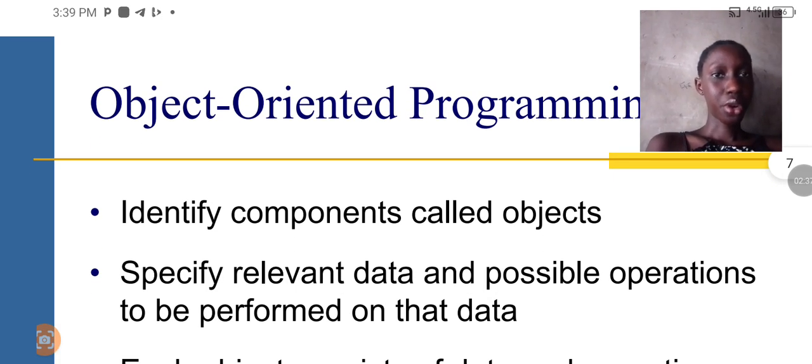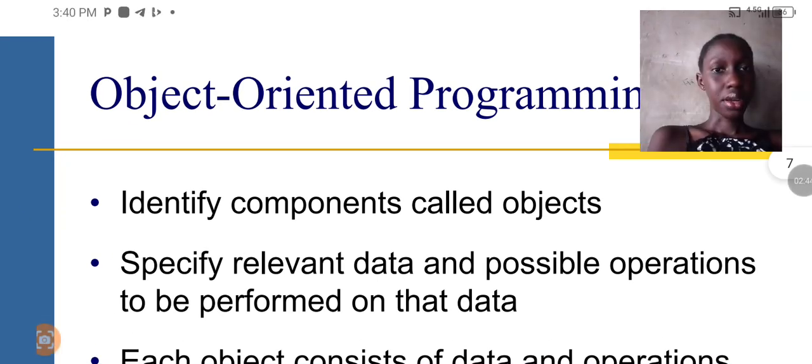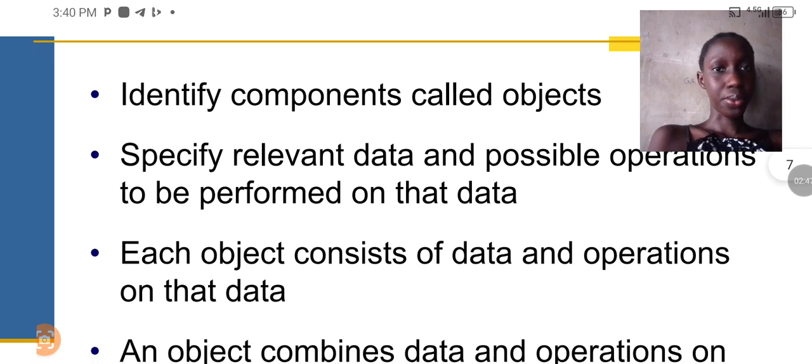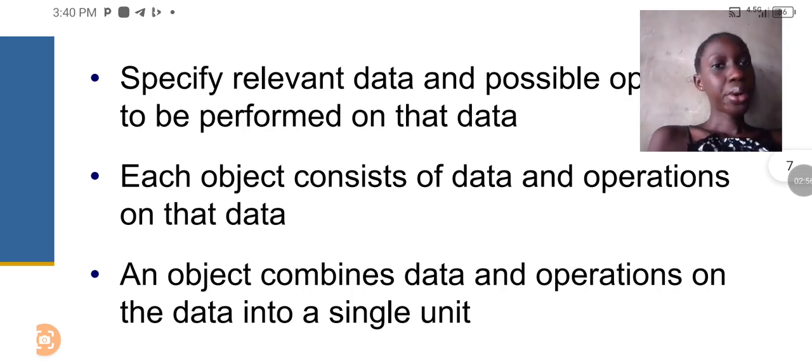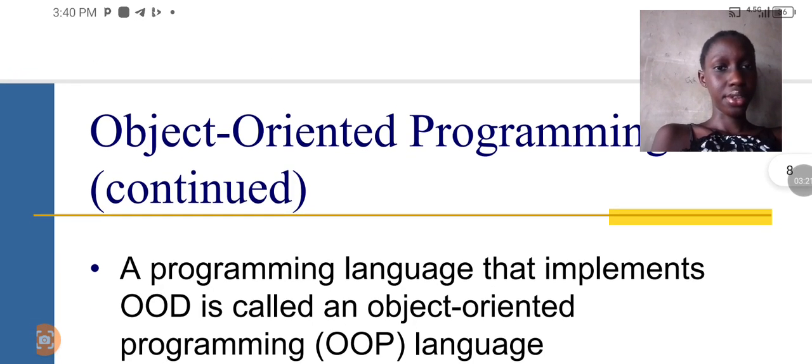So we dive into object-oriented programming and get to know what it's all about. We are to identify components called objects and specify relevant data and possible operations to be performed on that data. Each object consists of data and operations on that data. An object combines data and operations on that same data into a single unit. So an object is basically the combination of the data you give and the operations made on that data into a single unit.